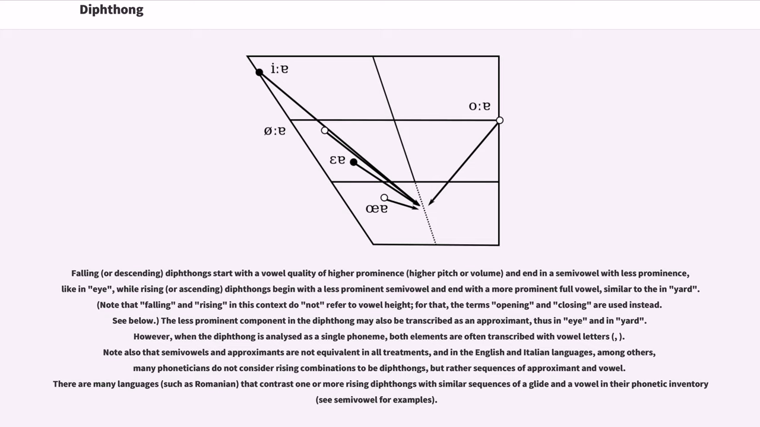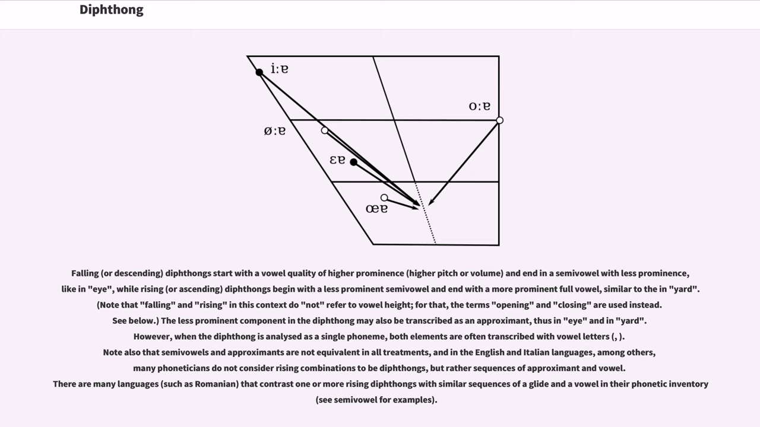Falling diphthongs start with a vowel quality of higher prominence and end in a semi-vowel with less prominence, like in I, while rising diphthongs begin with a less prominent semi-vowel and end with a more prominent full vowel, similar to the in yard. The less prominent component in the diphthong may also be transcribed as an approximant, thus in I and in yard. However, when the diphthong is analyzed as a single phoneme, both elements are often transcribed with vowel letters.